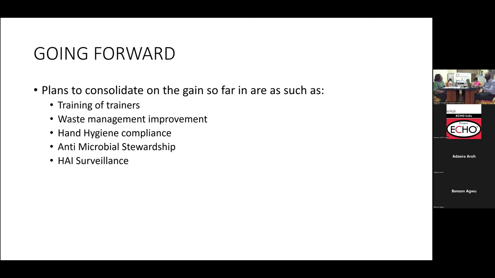Okay. So, in our way forward, we plan to consolidate the gains that we have had so far by training and training of trainers, which of course we have done one in January. We have also done one in March. Then waste management improvement is ongoing. It is only in the isolation centers that we have an optimal waste management system, but we want to replicate the same thing in all the other parts of the hospital. Then hand hygiene compliance, antimicrobial stewardship and HAI surveillance are also ongoing in the facility.